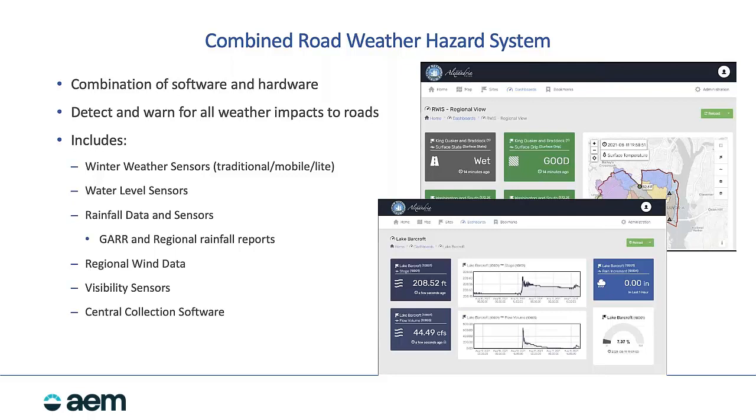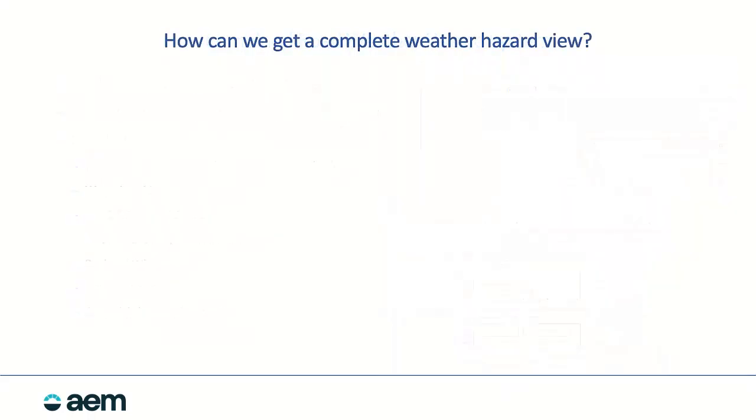They've had a very thoughtful and deliberate approach to how they're tackling all this. And we're going to spend some time really diving into how they've attacked it and how their combined system has been really effective for them through the years. So, how can we get this complete weather hazard view?